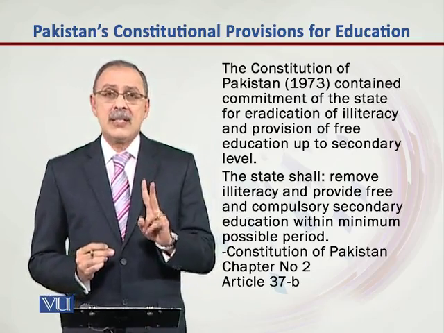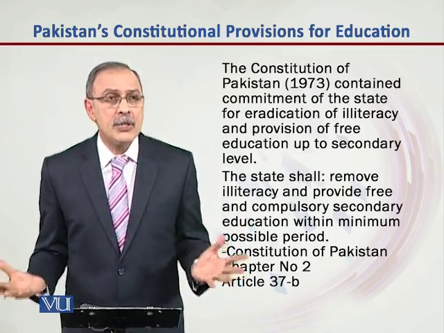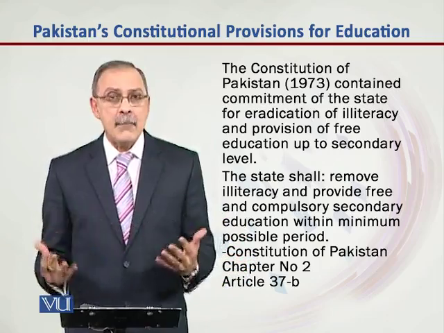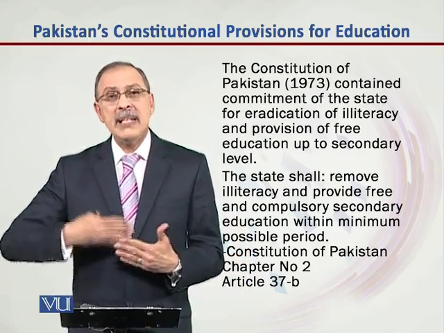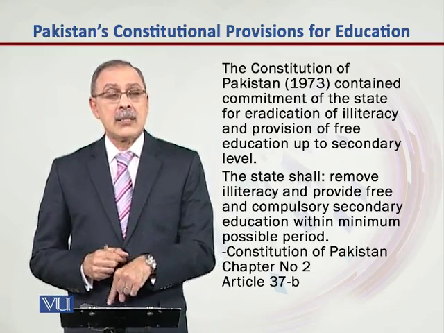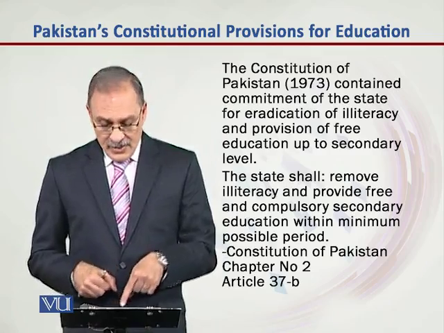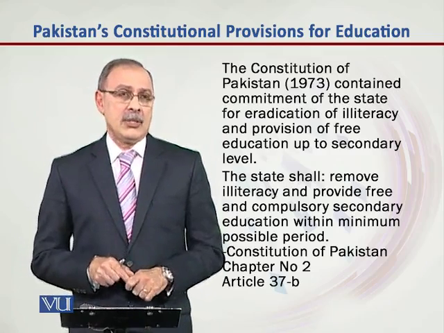There are two things in this article. Remove illiteracy. But how is it going to happen? What steps are we going to take? And I think those steps have never been really formulated. And the key thing in this article of the Constitution is that it says compulsory and free secondary education.